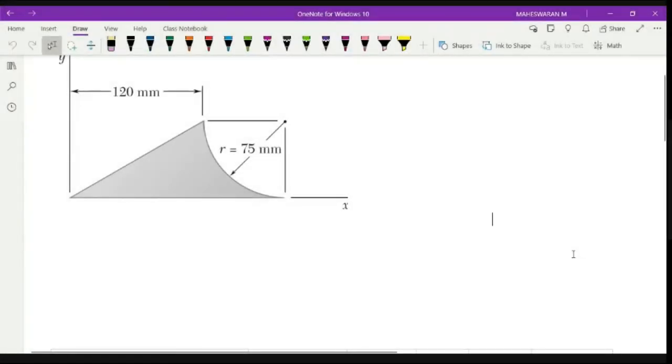Right. Okay, so it looks somewhat like a figure which is like a parabolic shape where you have to identify what is your centroid location, right? So what I can do, I can split this. So I split it.